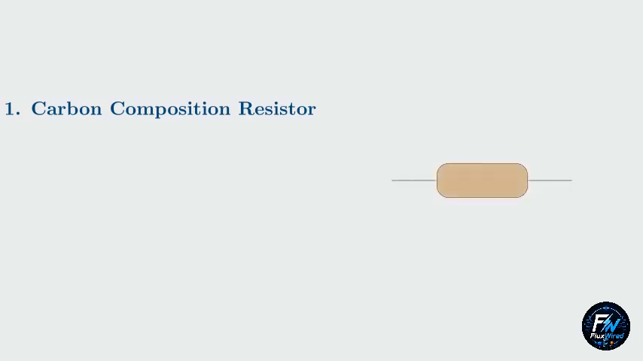We begin our journey with one of the oldest and most established types, the carbon composition resistor. These are made by mixing finely ground carbon with a binding material, usually a ceramic or resin, and then pressing it into a cylindrical shape. The main advantage of these resistors is their ability to withstand high-energy pulses.